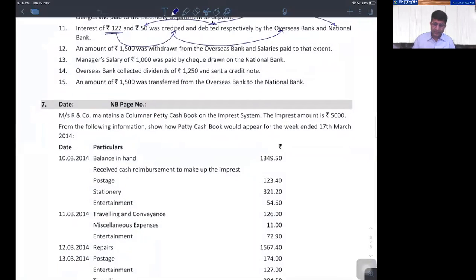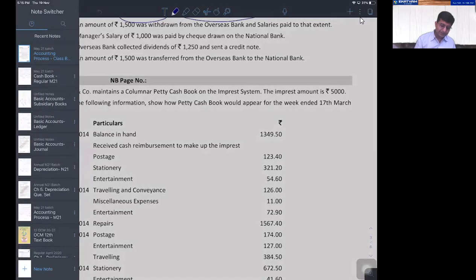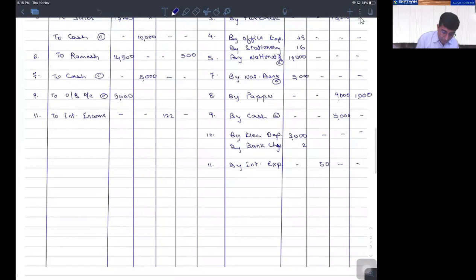Next, an amount of 1500 was withdrawn from the overseas bank and salaries paid to that extent. Again, I'm not going to write the combined entry for this. Why? Because these are two separate transactions. One, I have withdrawn the cash, and second, then I paid the salary. So first I'll be passing the contra entry for withdrawal of cash, and then the entry for salaries paid. Accordingly, in the cash book onto the debit side, I'll be writing what?